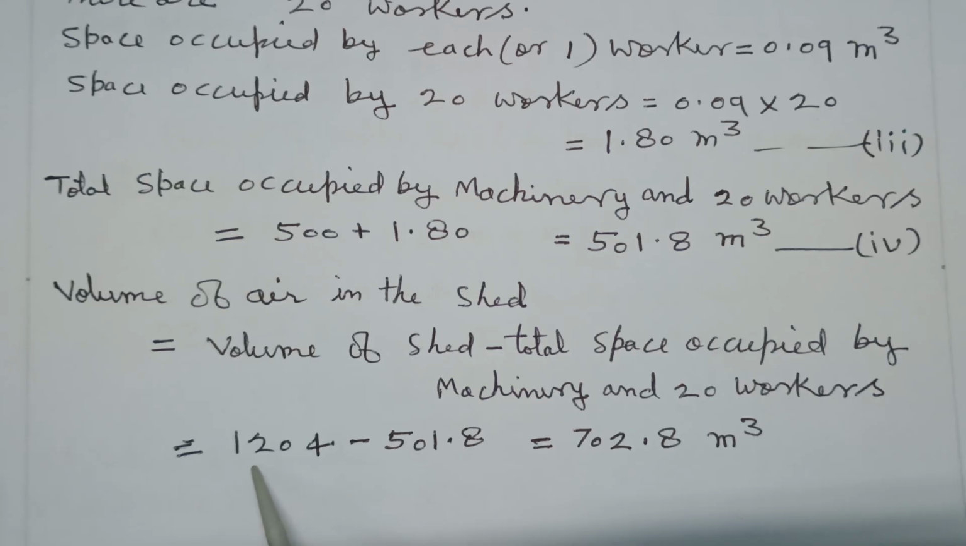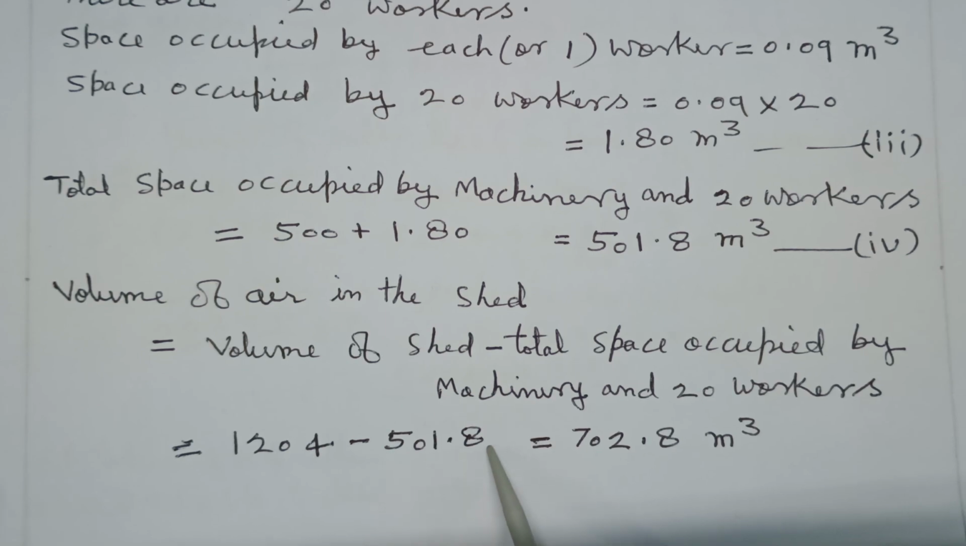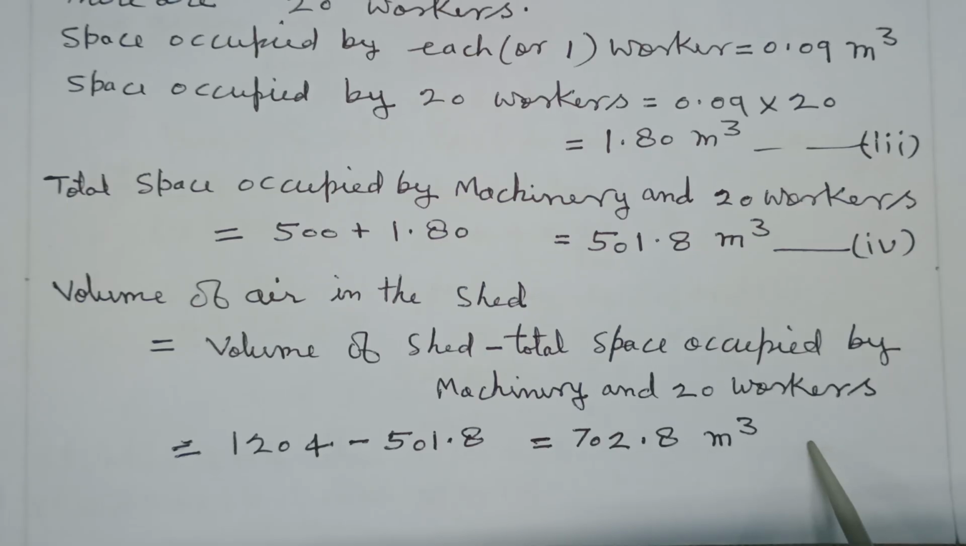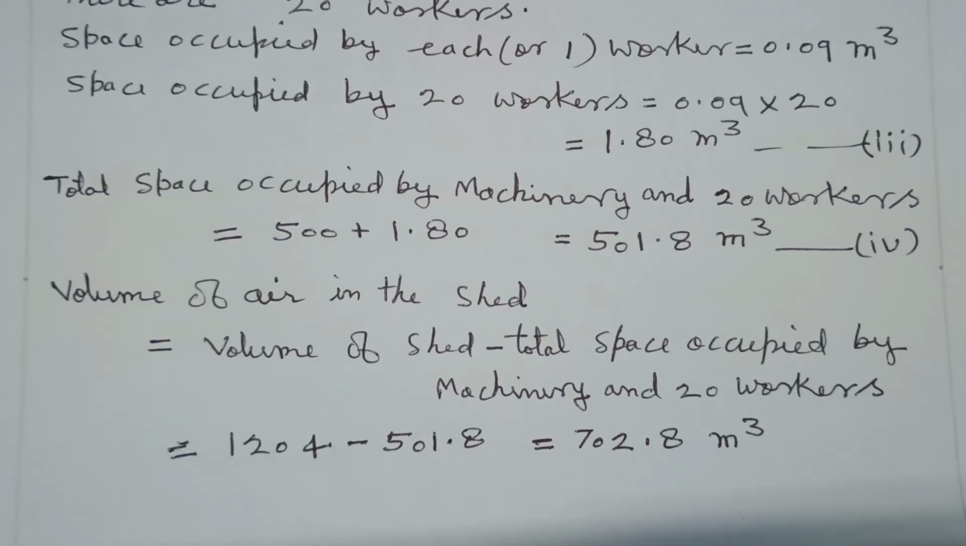So it is equal to 1204 minus 501.8, is equal to 702.8 meter cube.